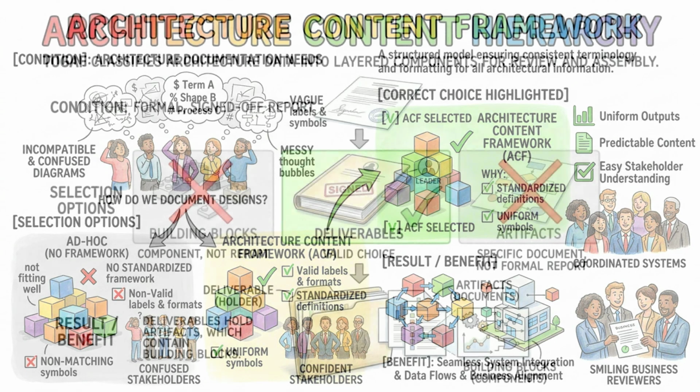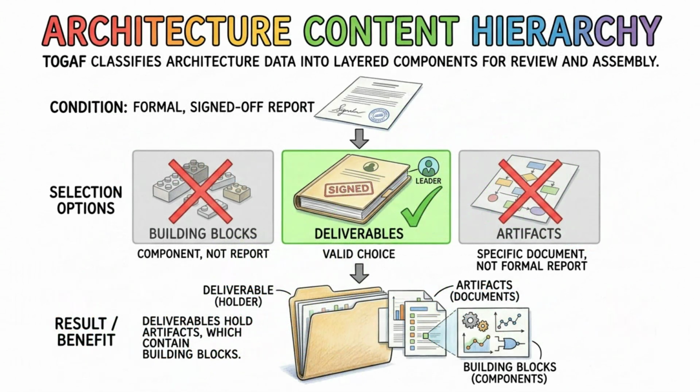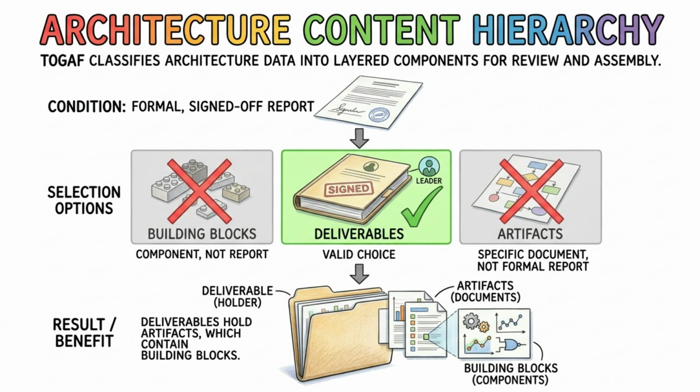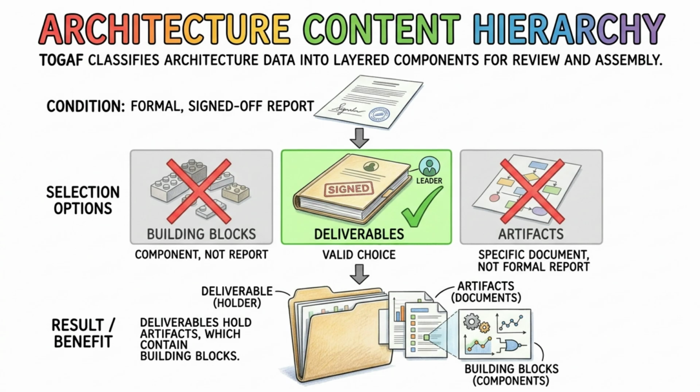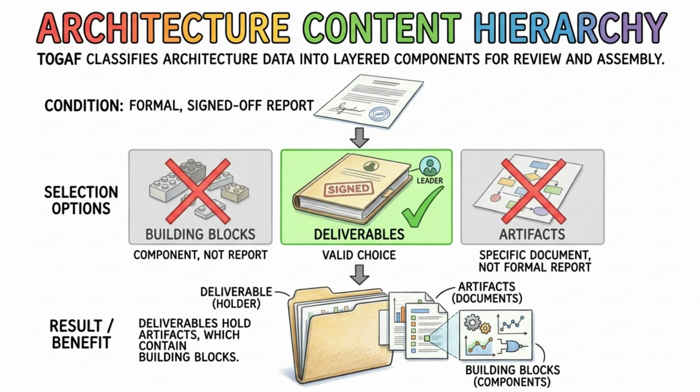To organize this information, the TOGAF standard divides architectural content into three distinct categories known as deliverables, artifacts, and building blocks. Deliverables act as the large folders or formal reports that are signed off by business leaders. Artifacts are the specific documents, like charts or lists, contained within those folders. Building blocks are the individual pieces of data or components that make up the content of the artifacts. Understanding this hierarchy of information is essential for answering questions about how architecture data is assembled and reviewed.